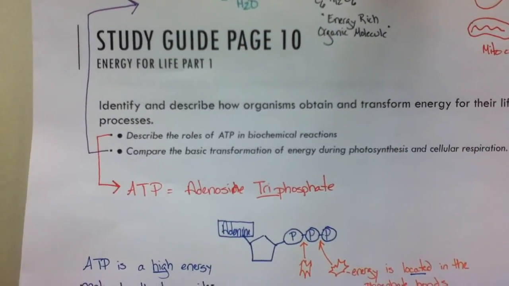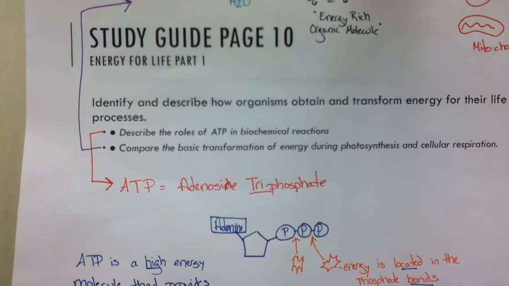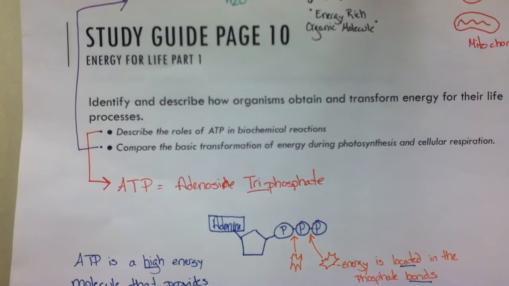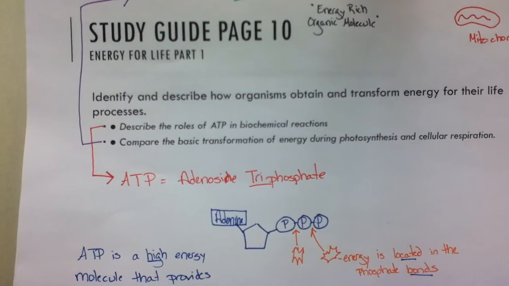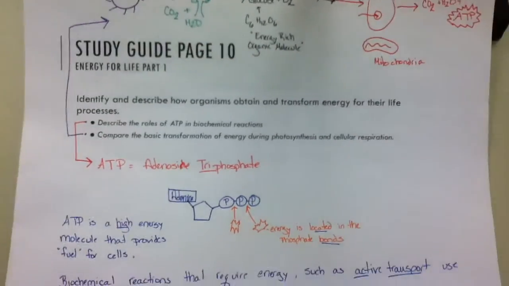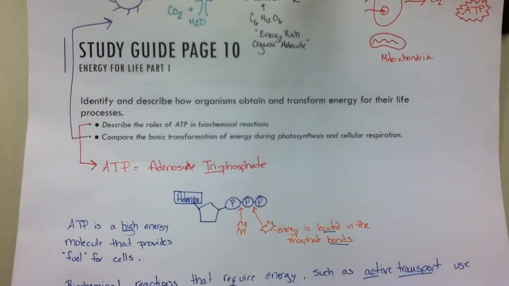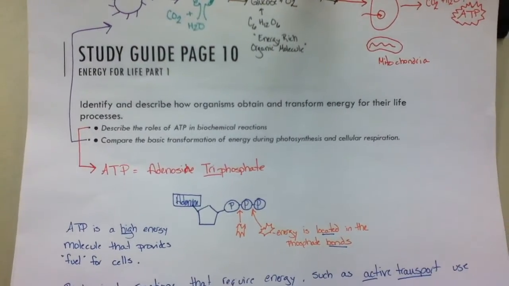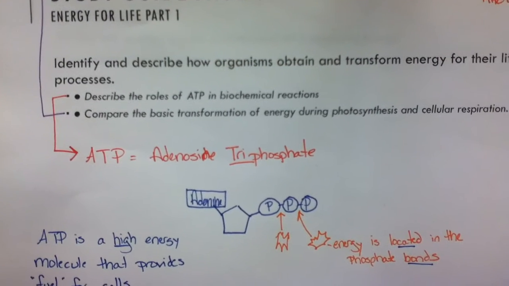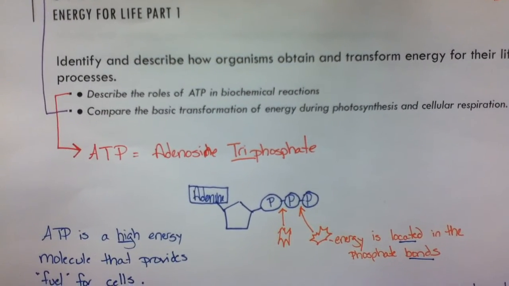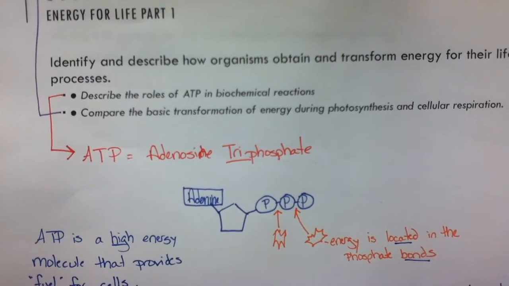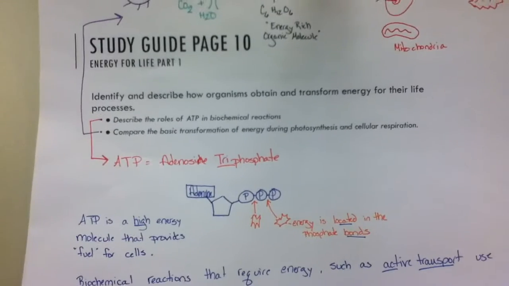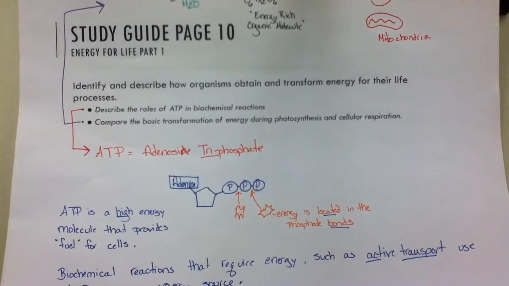On page 10, we're transitioning into unit 4 actually, and we're going to be looking at the processes for energy transformation in living things. So it says, identify and describe how organisms obtain and transform energy for their life processes. What it wants us to do is describe the roles of ATP in biochemical reactions, and then compare the basic transformations of energy during photosynthesis and cellular respiration. So let's start off with the first bullet point.